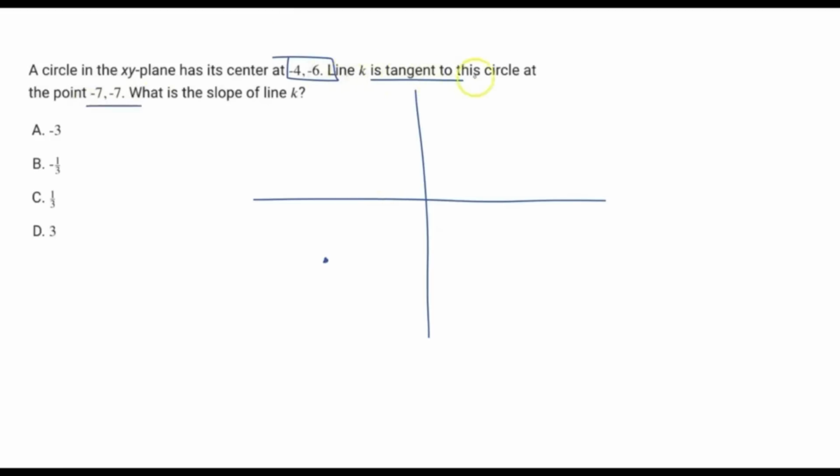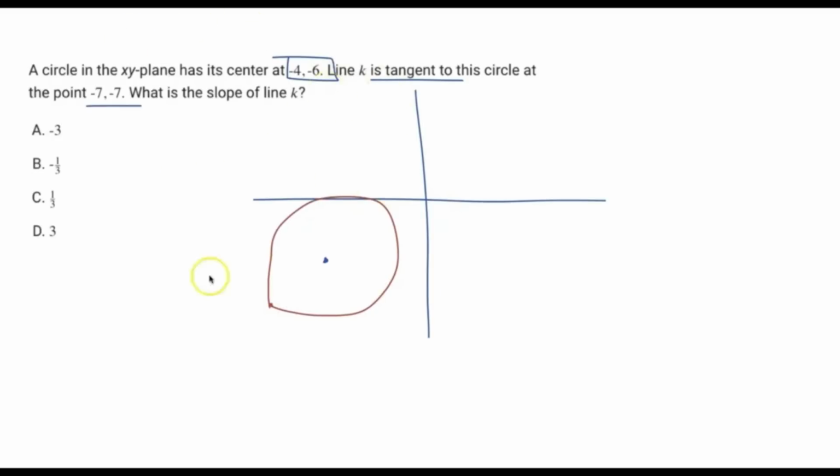So line K is tangent to the circle at the point (-7, -7). And so -7 is out here somewhere. And so the radius is going to be somewhere like this. So we have that. That's a really lopsided, ugly looking circle and probably not drawn to scale or accurately. This is just a visual representation.